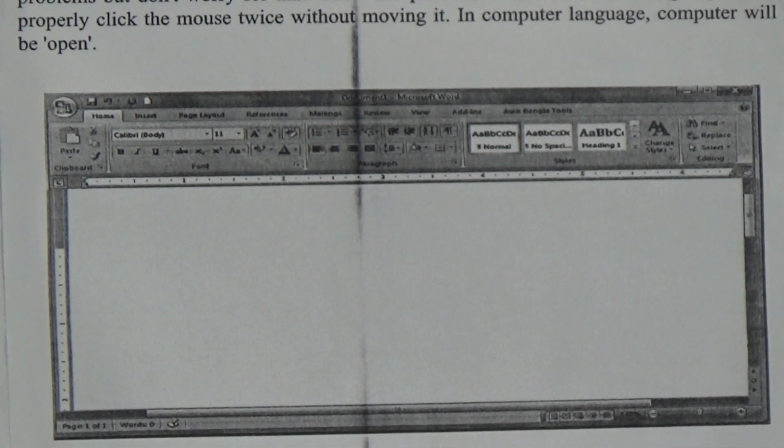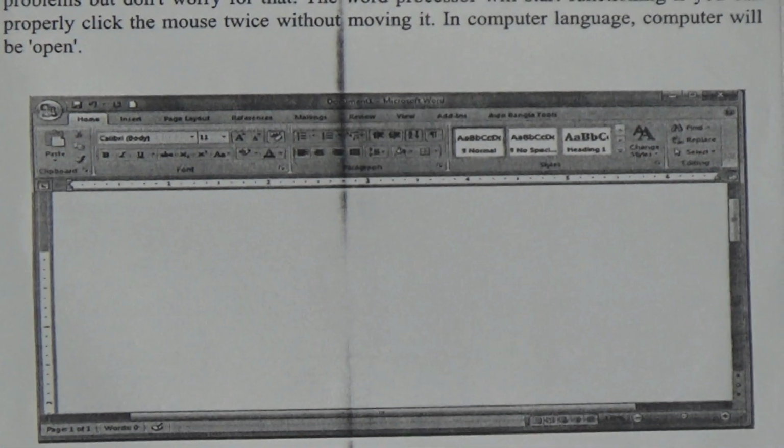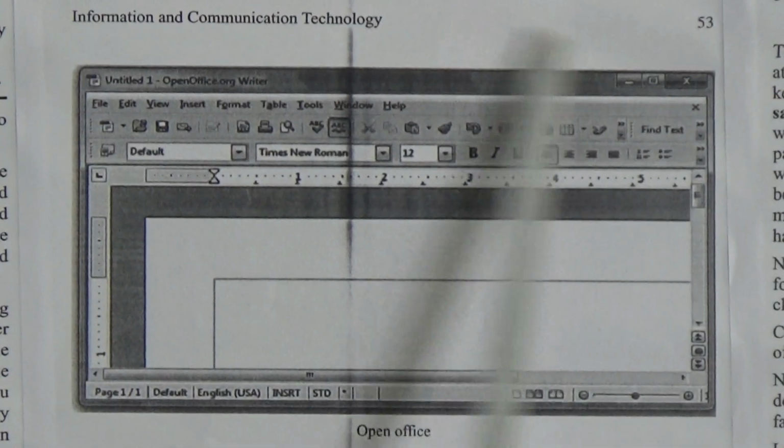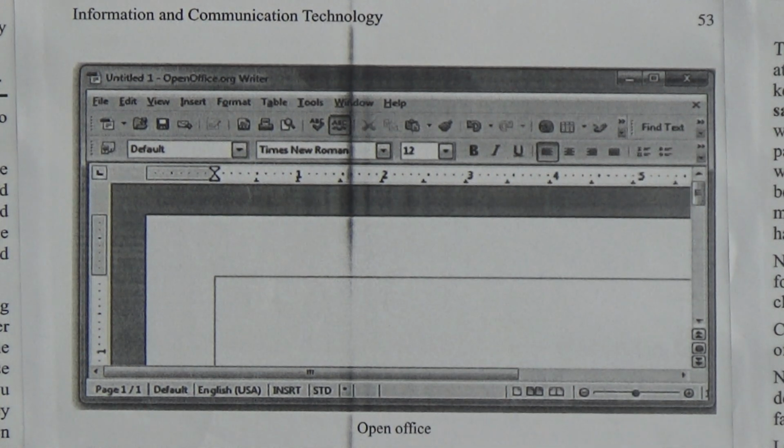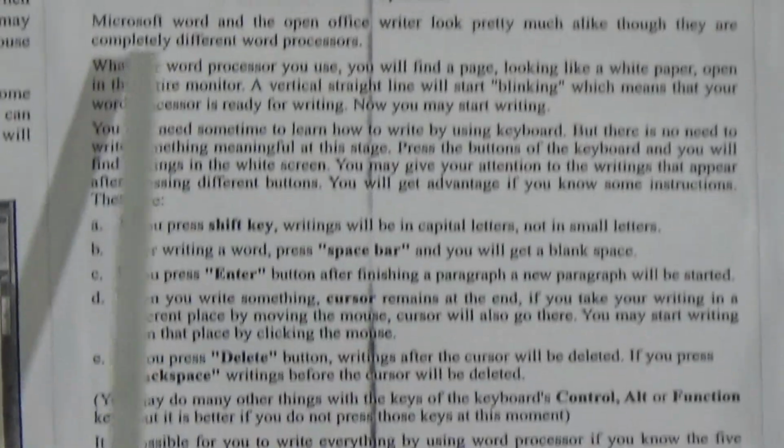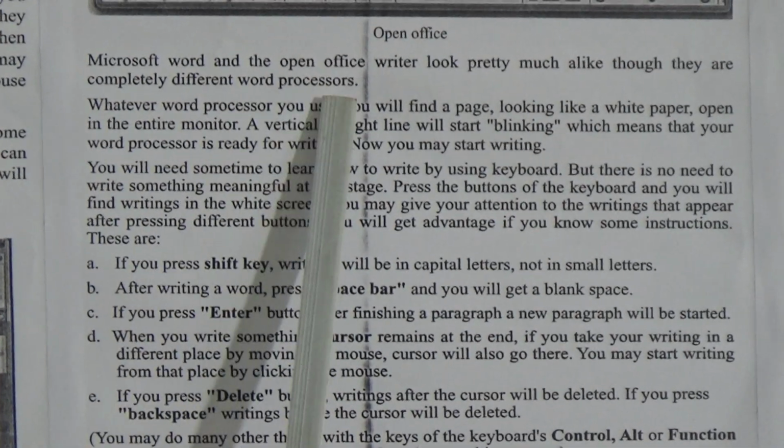Now, look, this is Open Office. This is the picture of Open Office. You can see this type of thing in your computer if you open Microsoft Office. Microsoft Word and the Open Office Writer look pretty much alike, though they are completely different word processors.